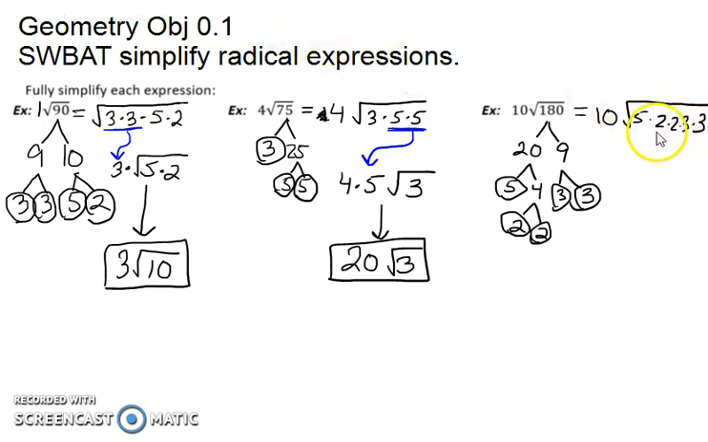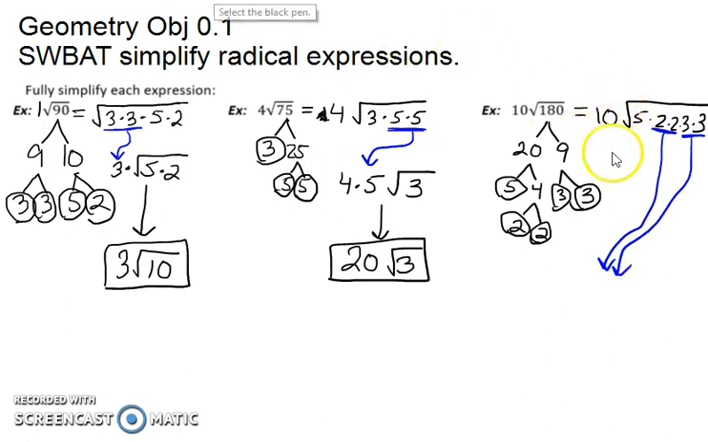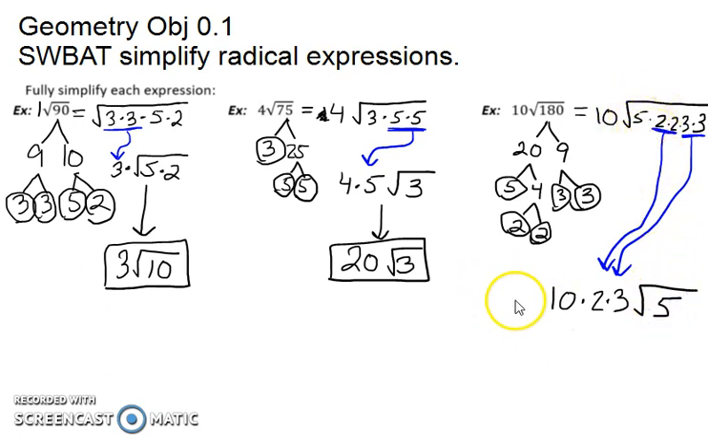And you notice what's different about this one is that we have 2 pairs. We have a pair of 2s and we have a pair of 3s. So there's nothing different about how it works though. Each pair sends a single number to the outside. So I'm going to go a little bit farther down so you can see it. We're going to have an extra 2 on the outside and a 3 on the outside, in addition to the 10 that was already there. So outside of the square root, we have 10 times 2 times 3. And the only thing left inside is that 5 right there. It had no pair with it.